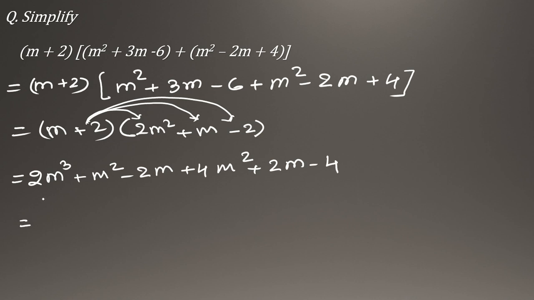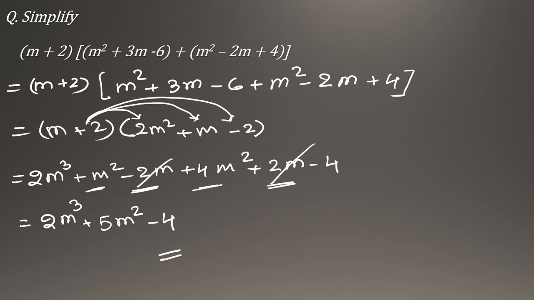Now write the similar terms together. It will be 2m to the power 3 only one time. Then m square plus m square and plus 4m square, so it will be plus 5m square. Minus 2m here and plus 2m here, so both are cancelled. And then minus 4. This will be the answer. Okay, like this you can finish this question.